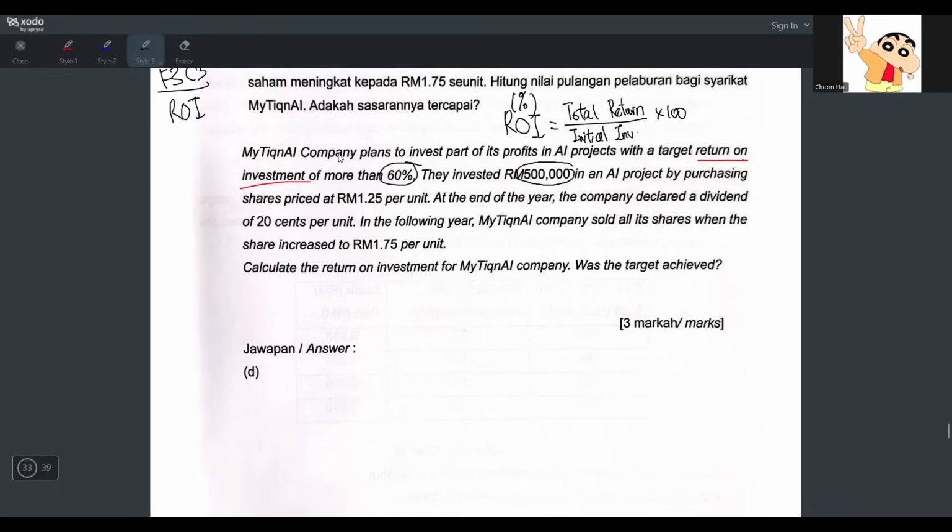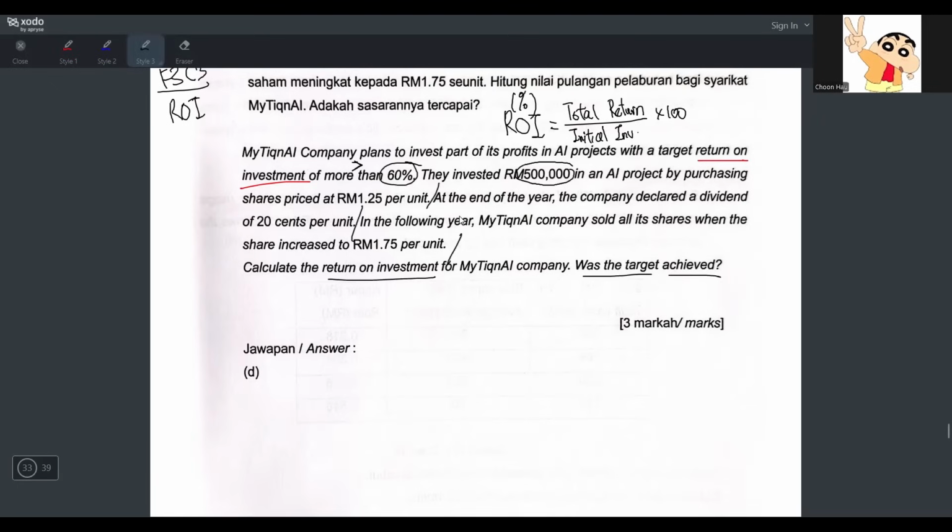So the company has a target: they want the ROI to be more than 60%. They invested 500,000 in an AI project by purchasing shares priced at 1.25 per unit. At the end of the year, the company declared a dividend of 20 cents per unit. So the dividend is like a return, like a profit. In the following year, the company sold all its shares when the share price increased to 1.75 per unit. Calculate the ROI for the company and say whether the target was achieved.